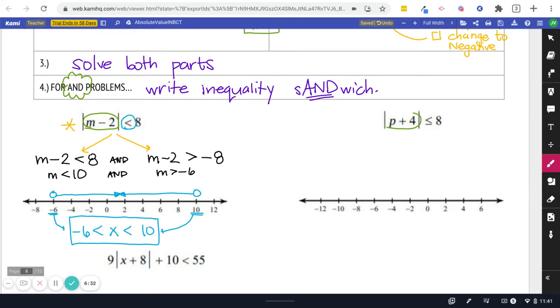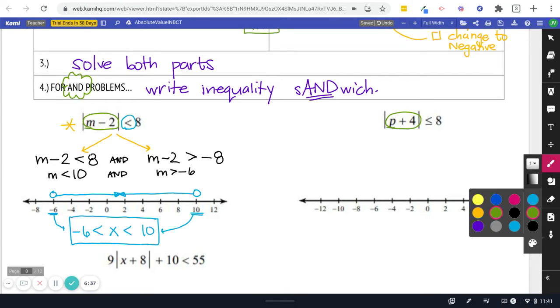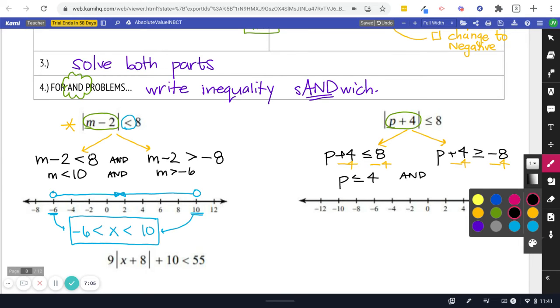We've got p plus 4. It's alone. We are ready to unlock it. Unlock. P plus 4 will be less than or equal to 8. One side's a copy. Switch the inequality, change it to negative. Solve both sides. So many minus 4s happening here. And p is either less than or equal to 4, and p is greater than or equal to negative 12.